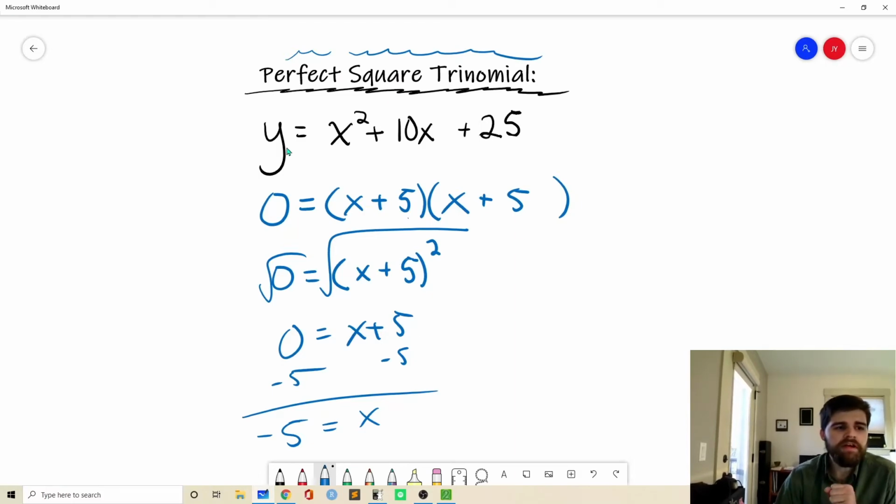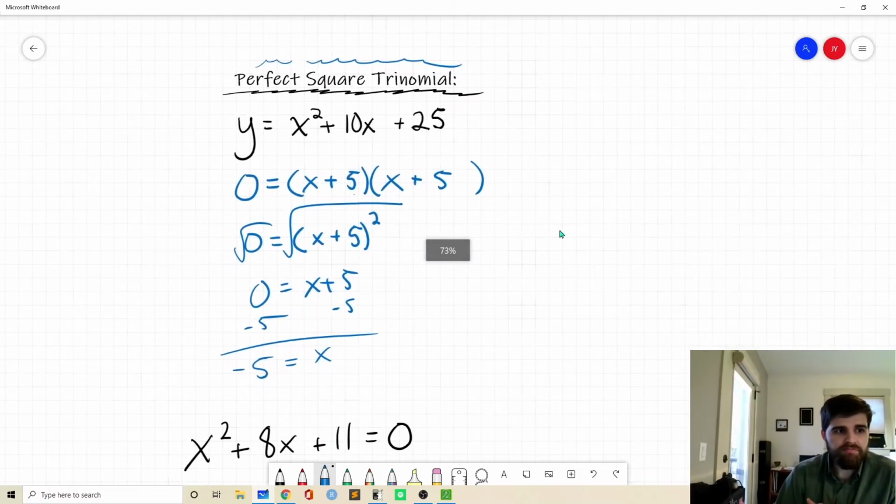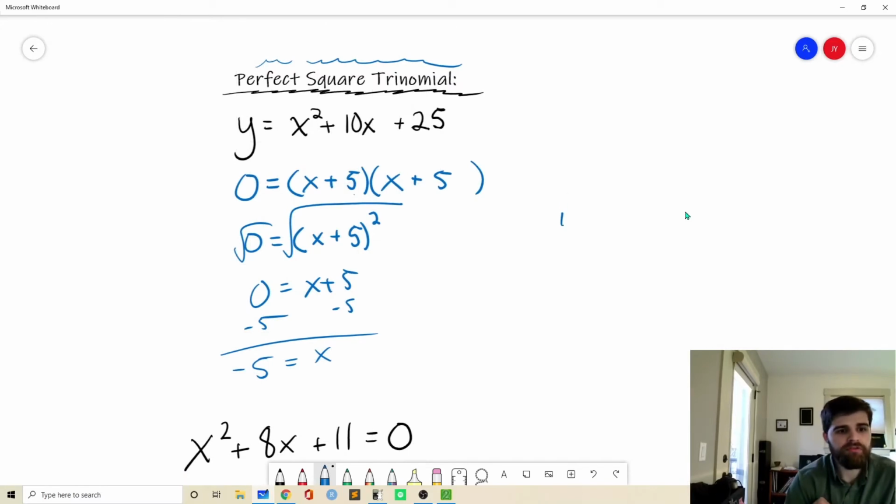So what if we could get all of our quadratics to be perfect square trinomials? Right? Perfect square because their two factors are exactly the same.